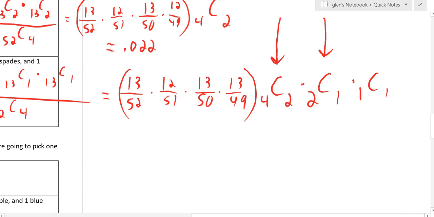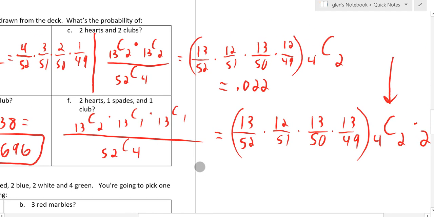And if we go back up to C, 2 hearts and 2 clubs, the reason why it's just a 4 choose 2 out here is because once you choose the 2 hearts, then the 2 clubs are automatic. You don't get to pick which ones they are. They just happen to be where they are.